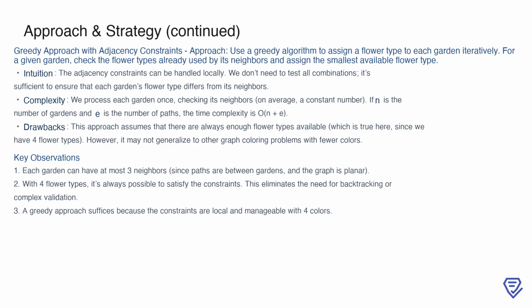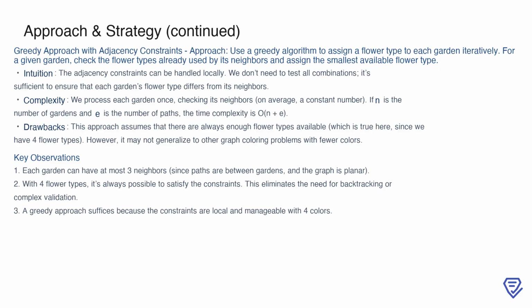By examining only the local constraints for each garden, we can efficiently assign the smallest available flower type that doesn't conflict with its neighbors. This significantly reduces computational overhead. In terms of complexity, we process each garden once and check its neighbors, which is manageable given that each garden can have at most 3 neighbors due to the problem's constraints. This results in a time complexity of O(n + e), where n is the number of gardens and e is the number of paths.